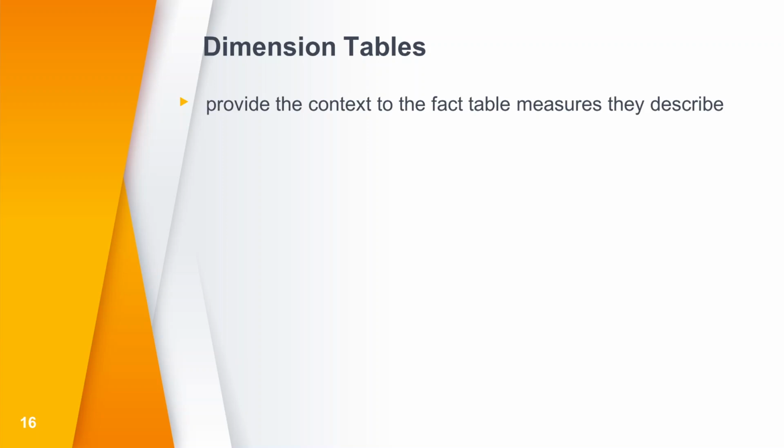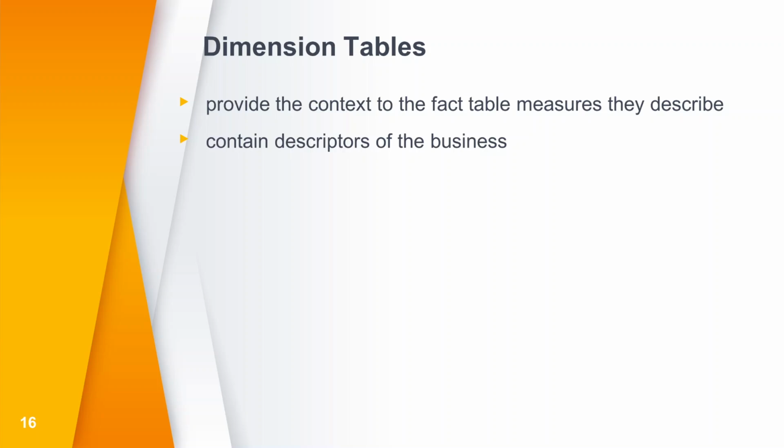Okay. So how about the dimension table? We mentioned the dimension table. So what is a dimension table? A dimension table is simply a table that provides context to the fact table measures that they describe. It contains descriptors of the business. Descriptors are nouns, containing textual and discrete data. These are those that describe the who, what, where, why, and probably how of the facts.